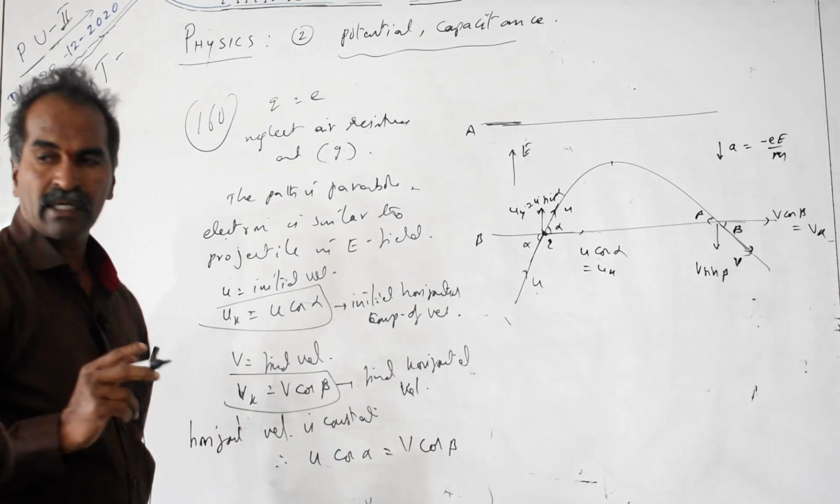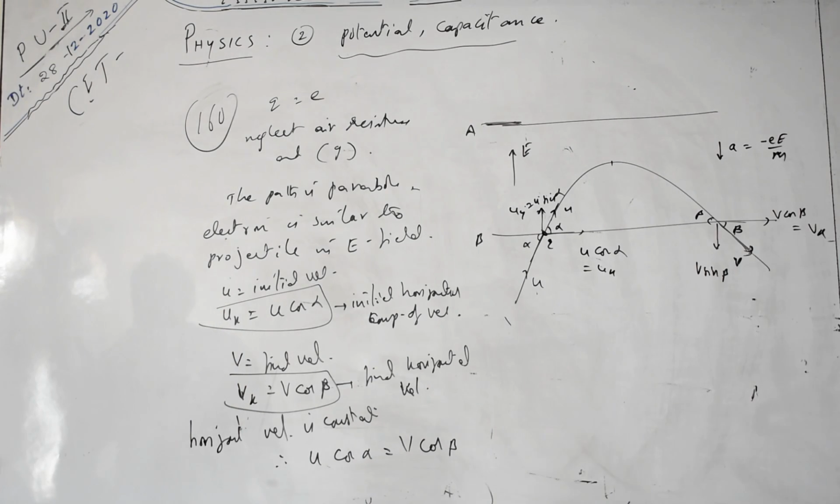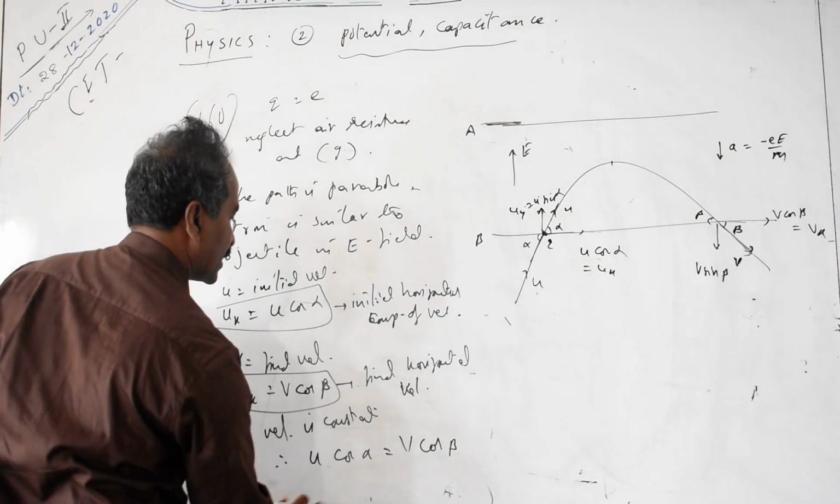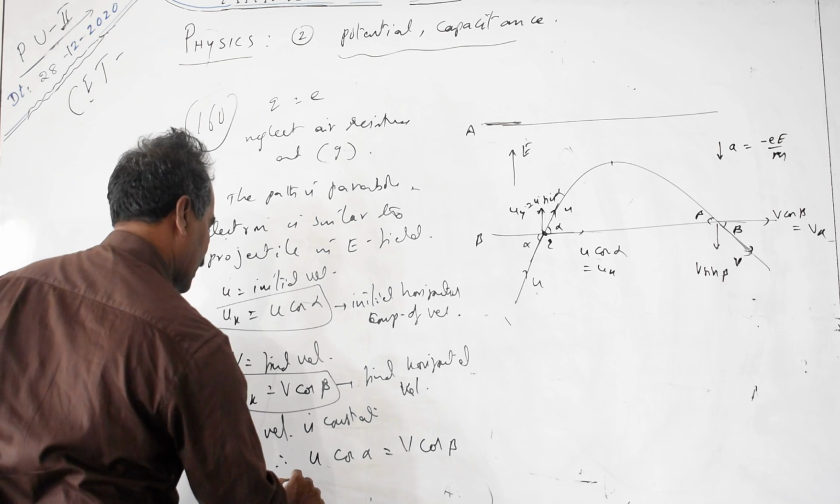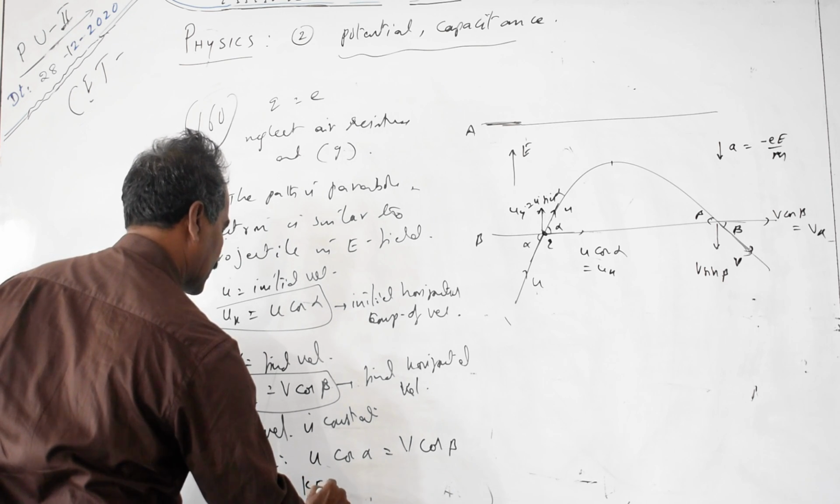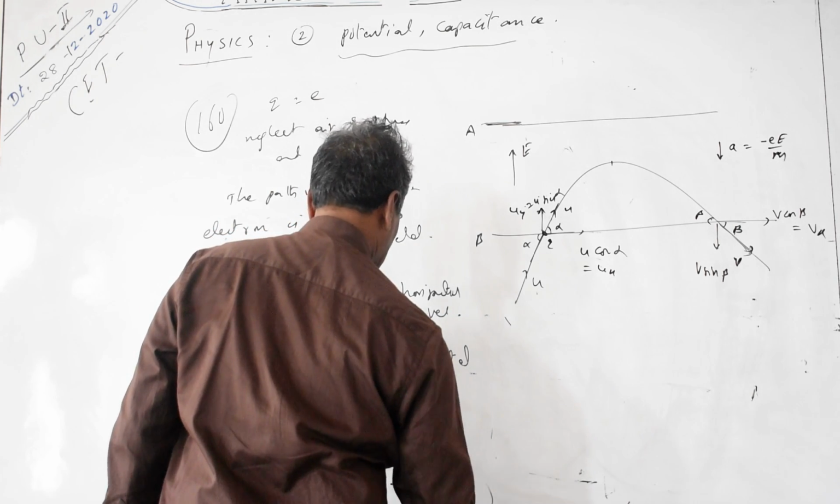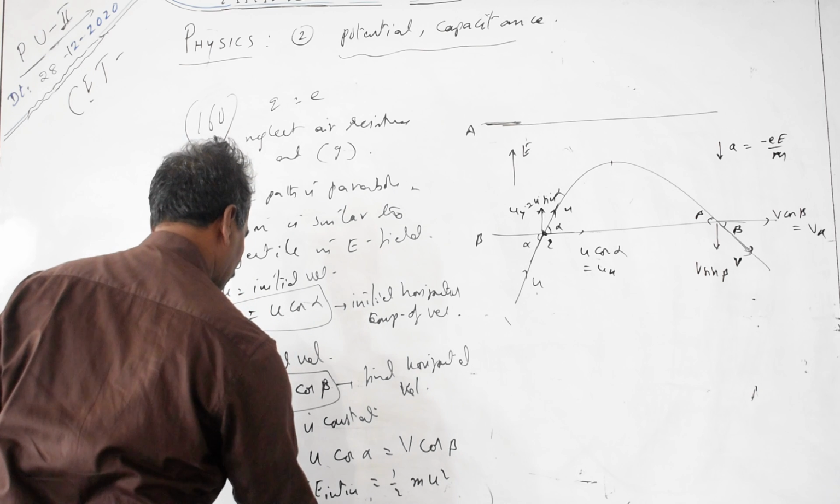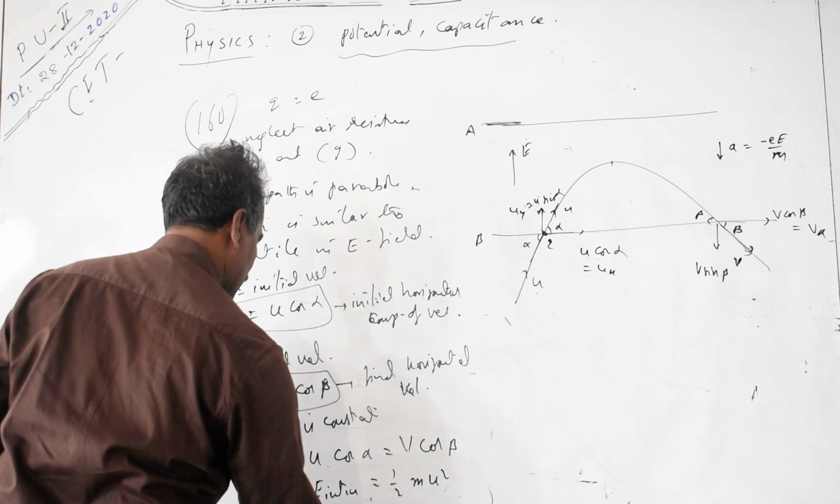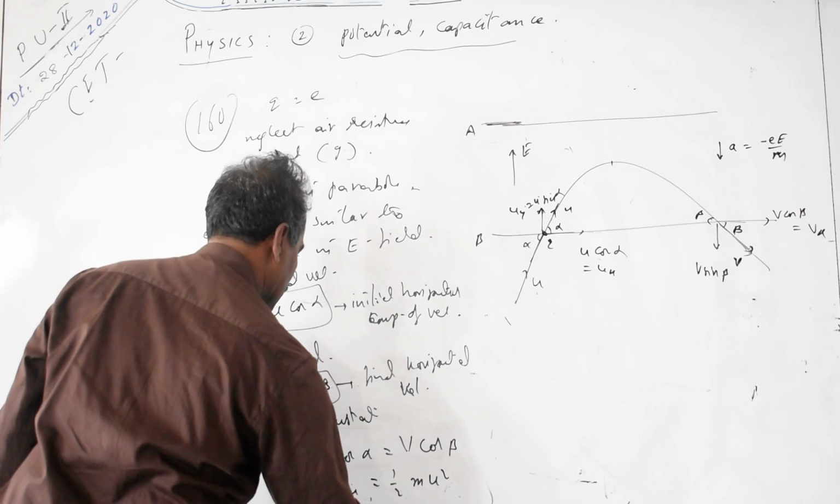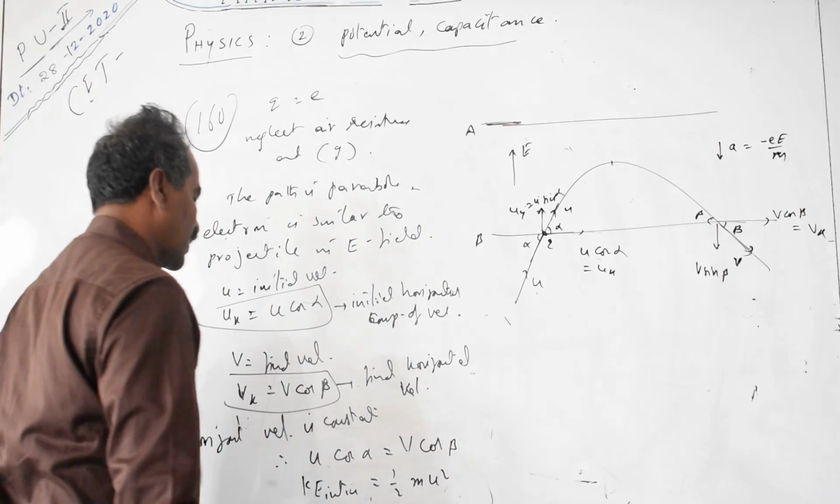You are asked to find the ratio of kinetic energies. What is the ratio of the kinetic energies while entering and leaving? The important term is entering to leaving, while entering and leaving the capacitor plates. This is the entering and this is the leaving. So the initial kinetic energy is half m u square, and the final kinetic energy is half m v square.